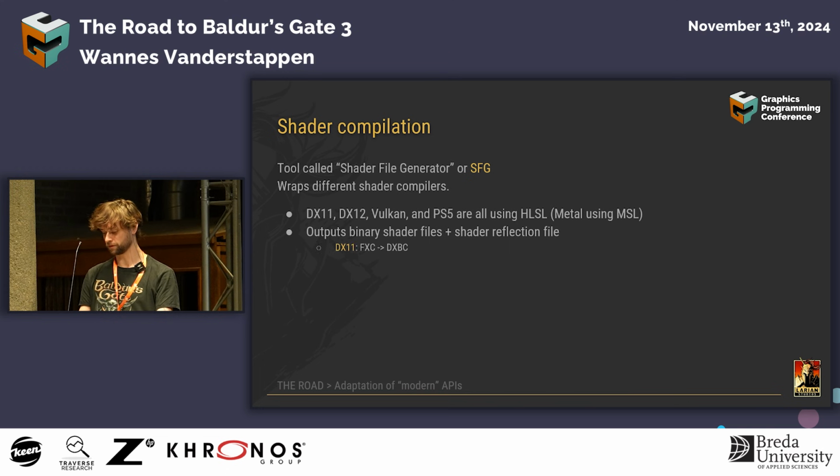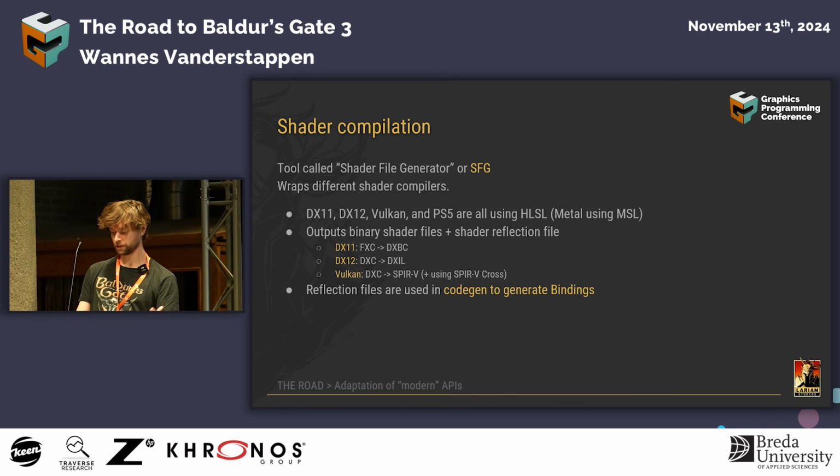So for DirectX 11, we use FXC. DirectX 12 uses DXC, Vulkan as well, plus SPIR-V cross as well. And then these reflection files are used in CodeGen to generate these bindings that I talked about earlier. These are only used for our engine shaders, though, so the hard-coded ones in our framework for lighting, post-processing, and so on. Materials, on the other hand, they embed the binding info directly in the main material file data.